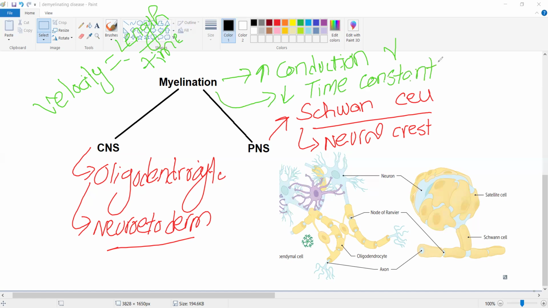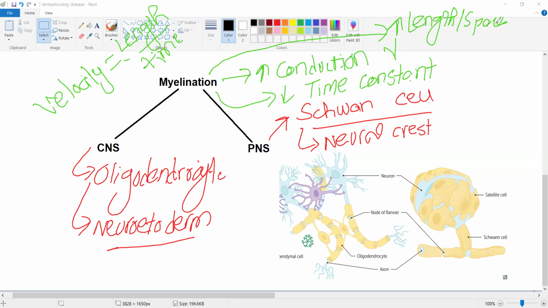Myelination decreases the time constant and it increases the length or space constant, right? From the physics point of view, velocity is equal to length divided by time. So if you increase the myelination, it will increase the length constant and increase the conduction velocity. One more thing: it will also increase the membrane resistance.